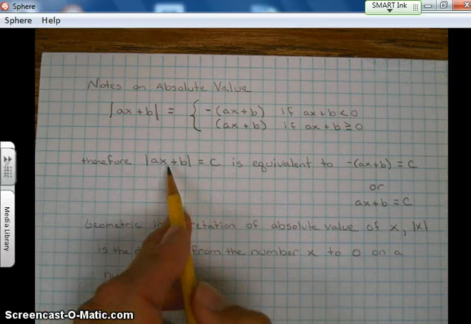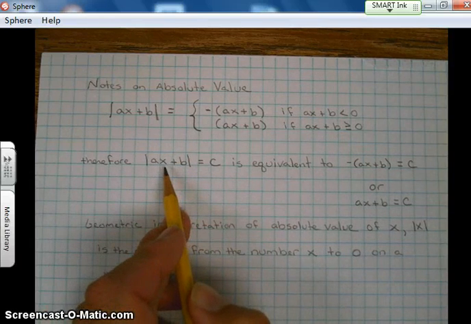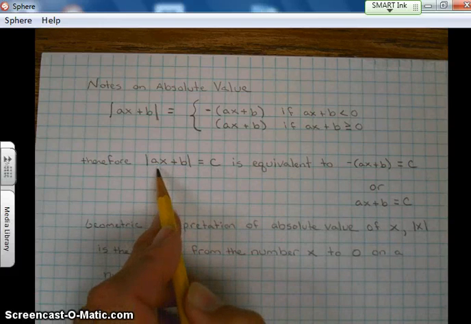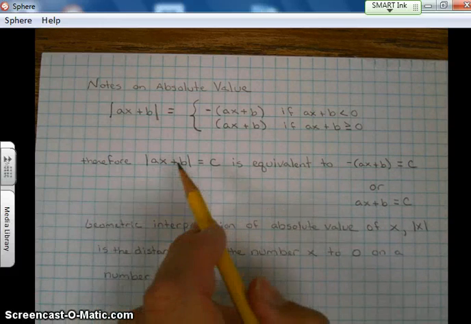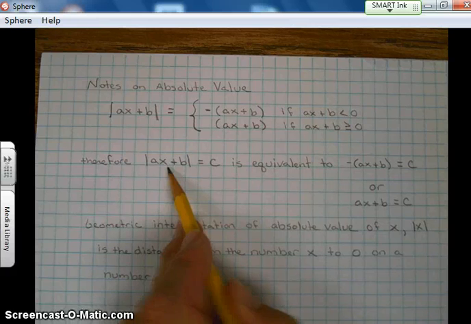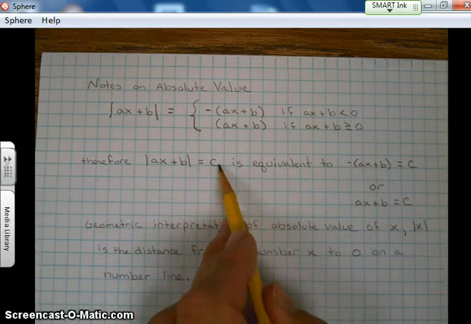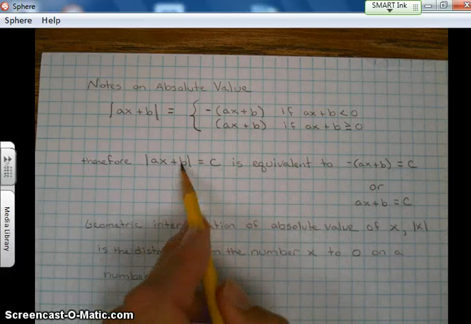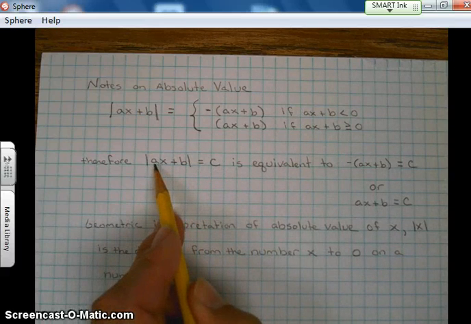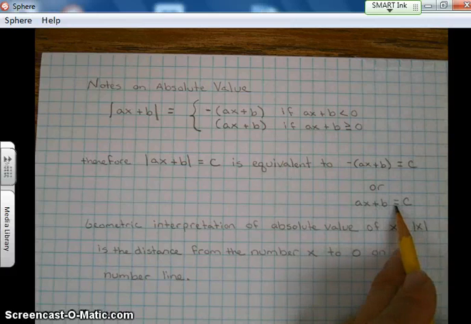Therefore, when solving an absolute value equation, we would take the negative expression and set it equal to c, and then we would take the positive expression and set that equal to c as well.